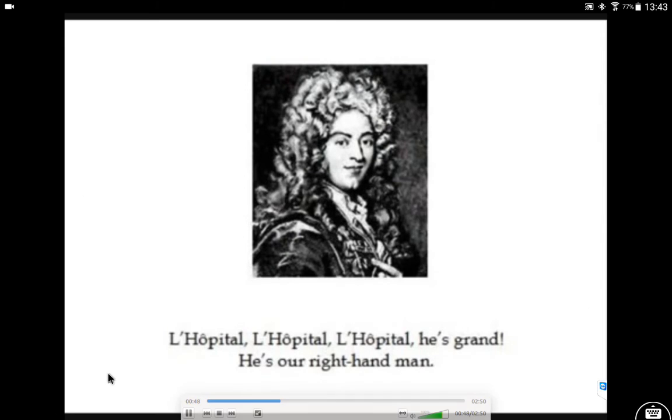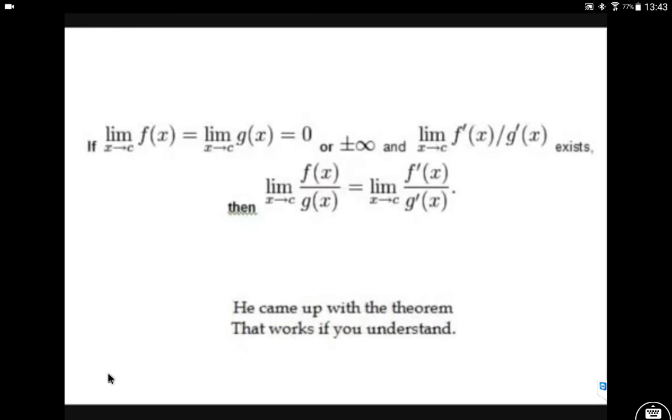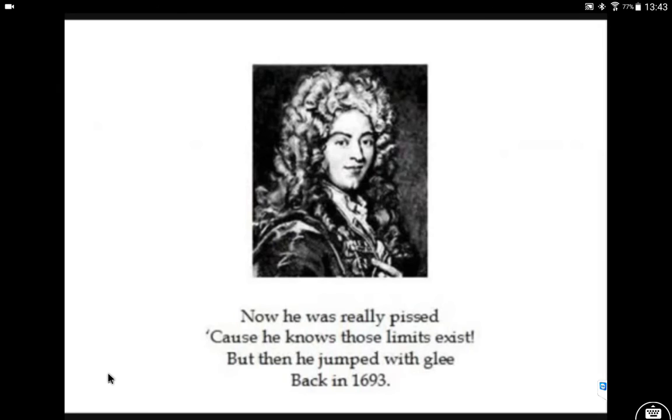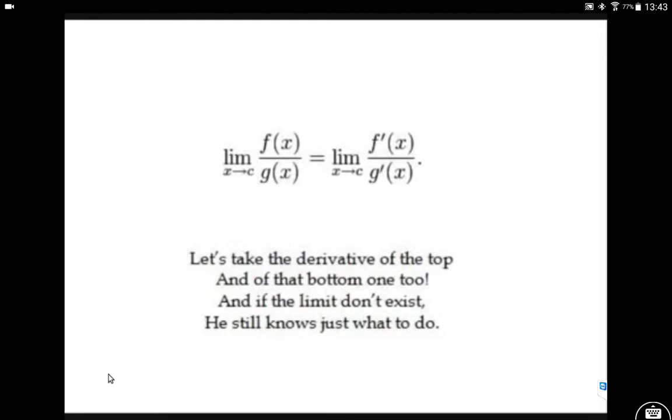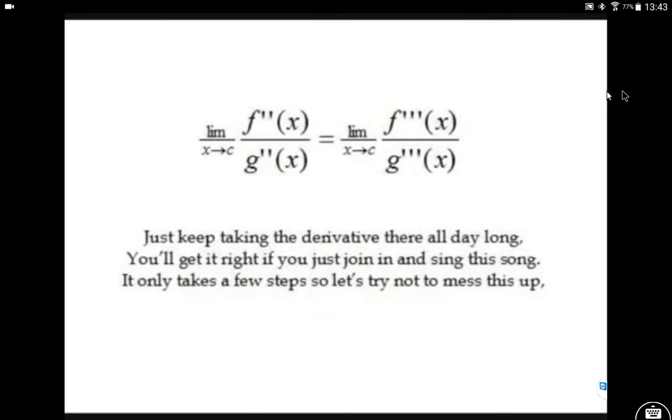He's right, he's a right-hand man. He came up with the theorem that works, if you understand. No, he was really pissed, 'cause he knows that something exists. But then he jumped with me back in 1693. Let's take the derivative of the top and of the bottom one too. And if the limit don't exist, he still knows just what to do. Just keep taking the derivative there all day long. You'll get it right if you just join in and sing this song.